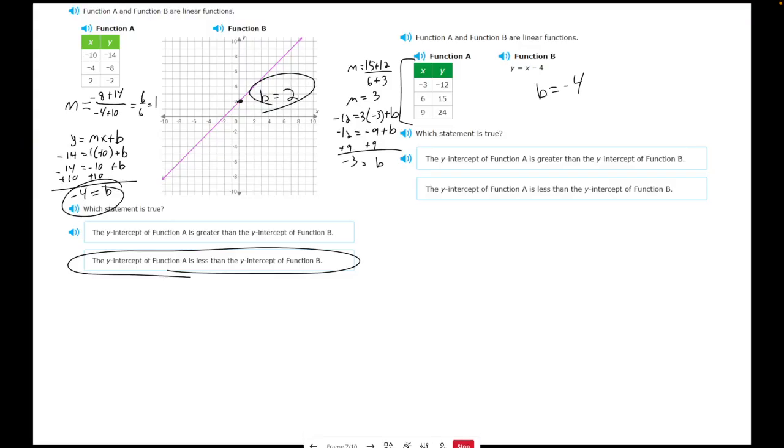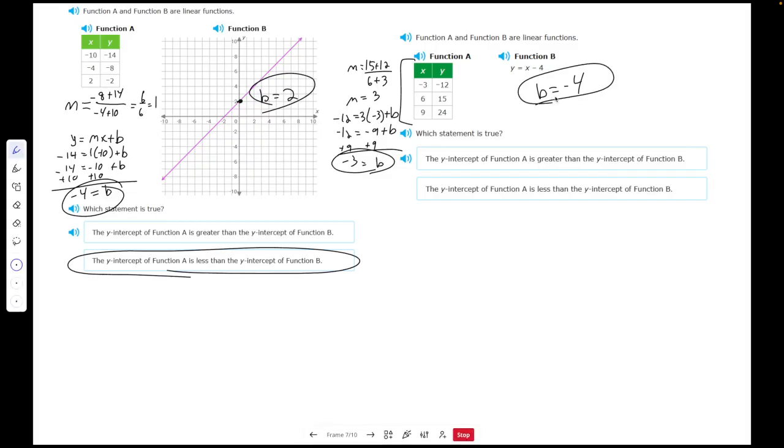For the second problem, for function A, we've been doing that in the last 3 problems. You should have gotten b equals negative 3 for the y-intercept. For function B, that's in slope-intercept form, right? So you just look at the last number, and that tells you the y-intercept. And so here, function A is greater than function B for the y-intercepts.